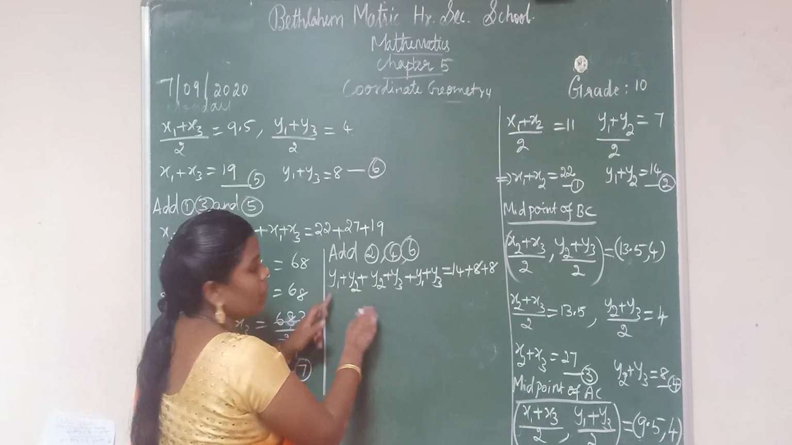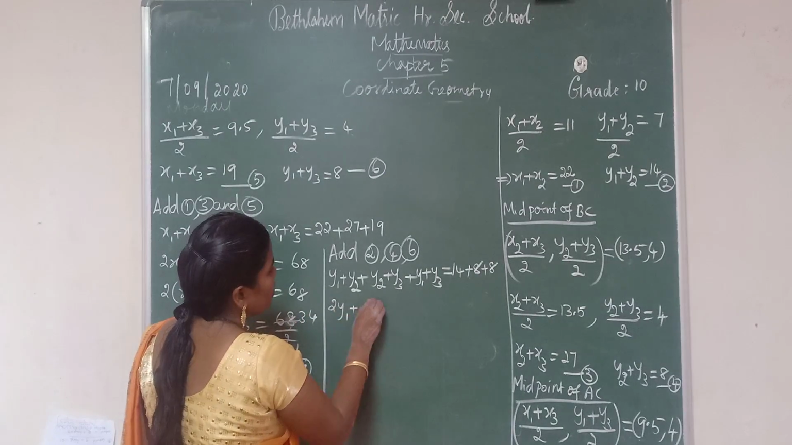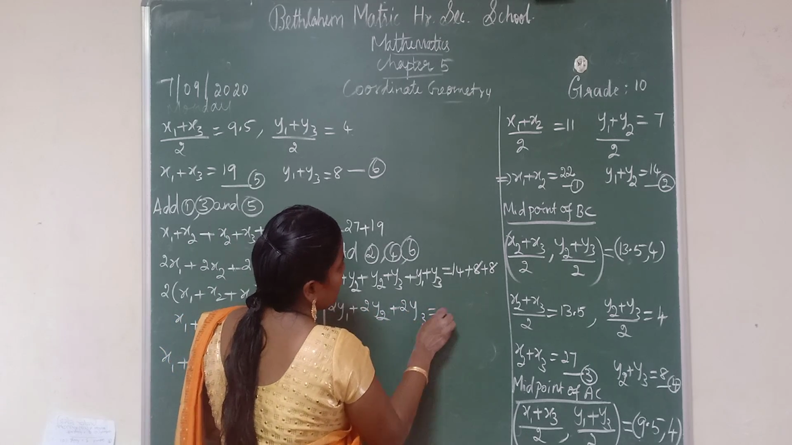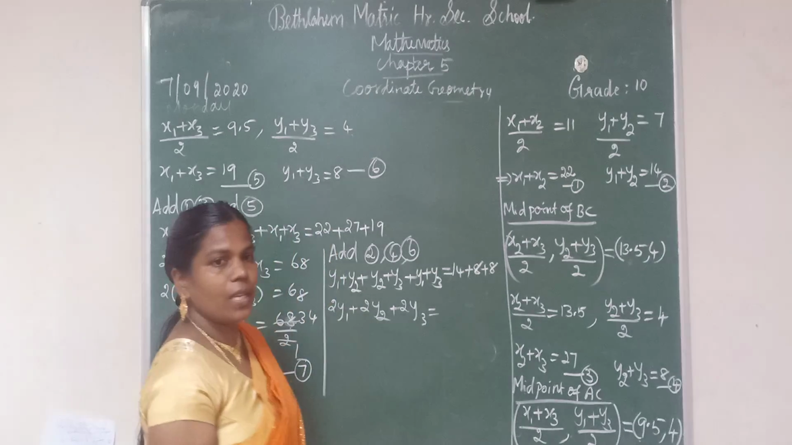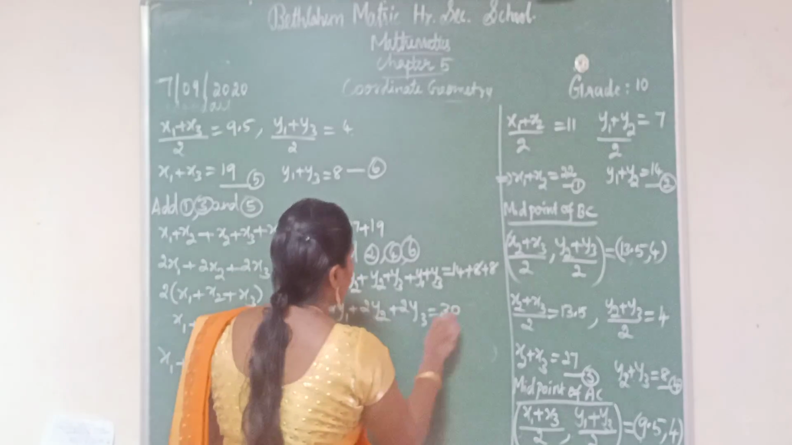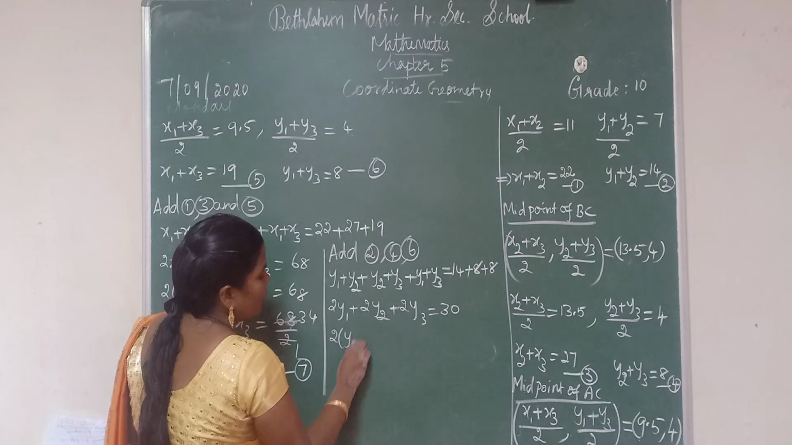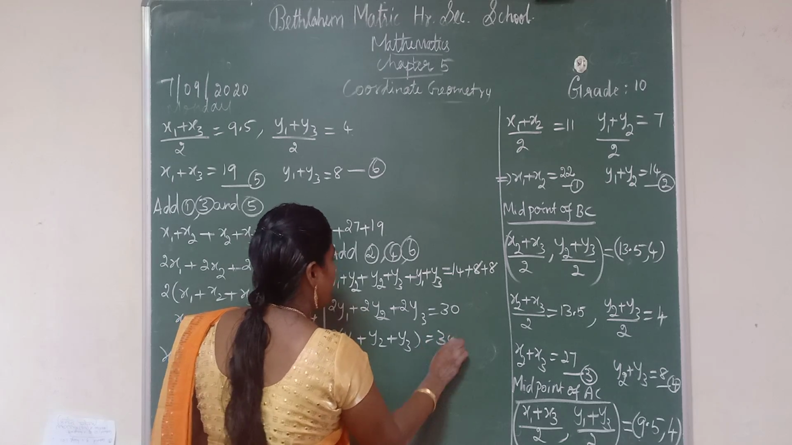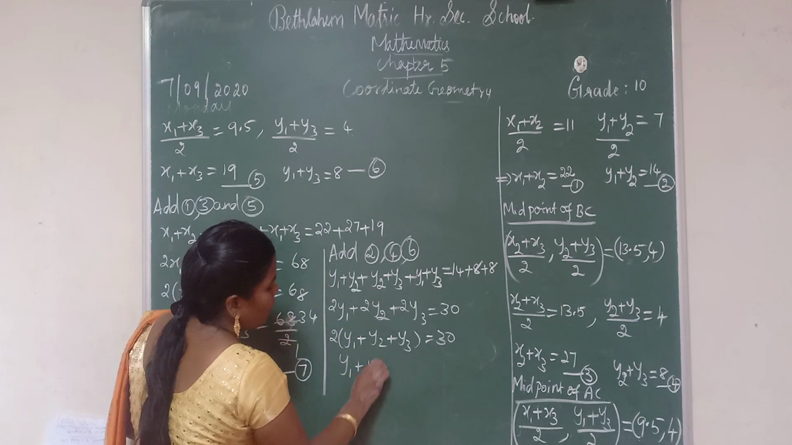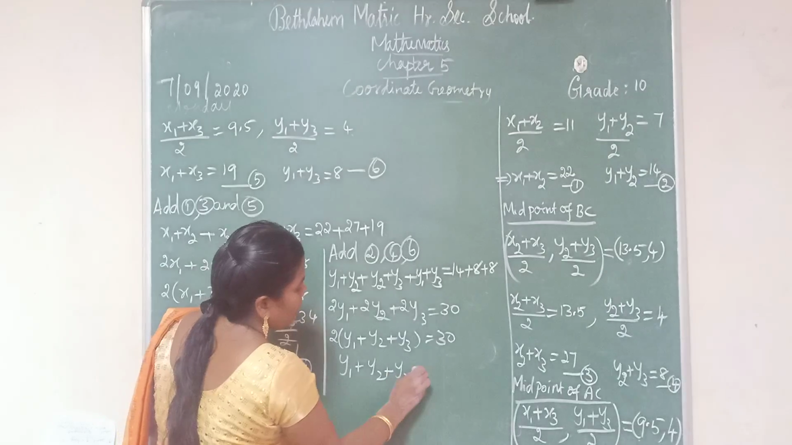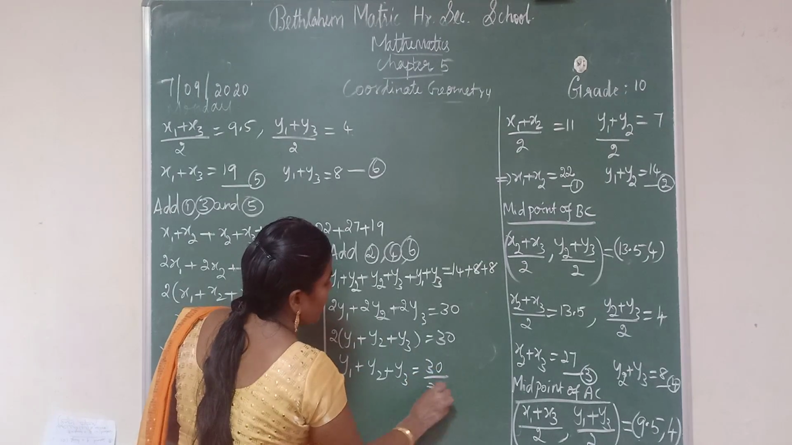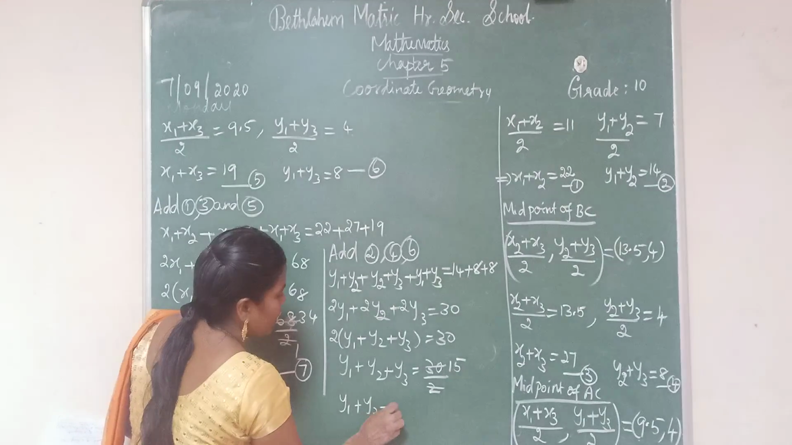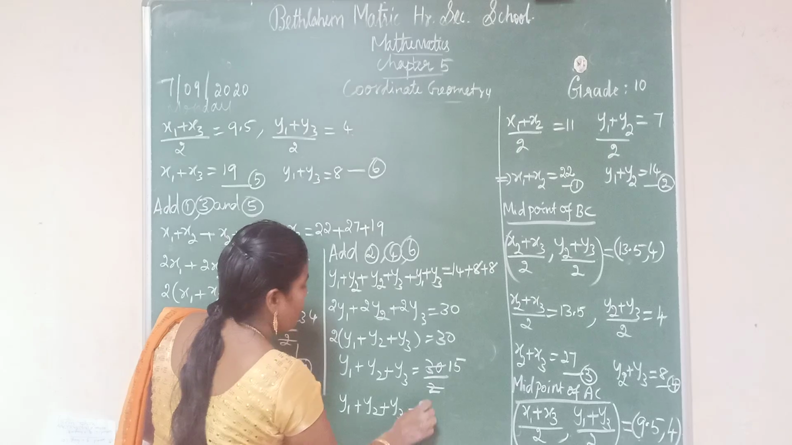So y1 plus y1, 2y1 plus 2y2 plus 2y3 is equal to, add it here, 14 plus 8 is 22, plus 8 is 30. 2 is common, take it out. y1 plus y2 plus y3 is equal to 30 divided by 2, we get 15. So y1 plus y2 plus y3 is equal to 15.